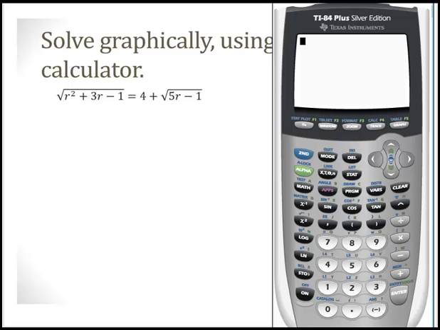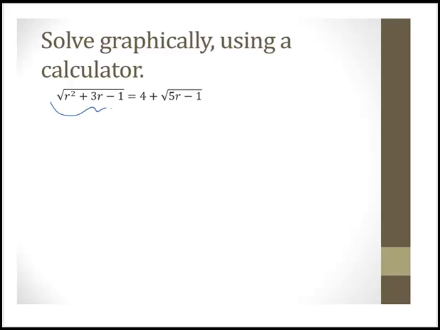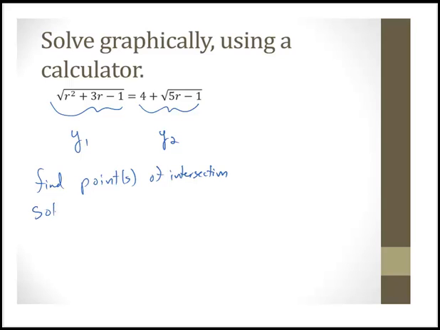There's a couple of different approaches to this, but what I'm going to do is graph the left-hand side as my y1, and the right-hand side as my y2, and I'm going to find points of intersection. And so then the solutions are the x-coordinates of the points of intersection.